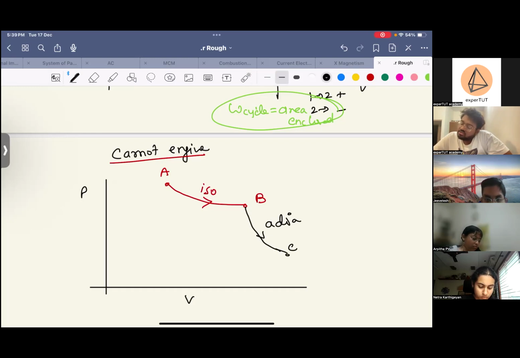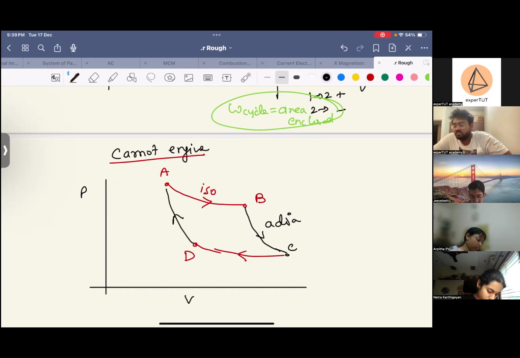The next is isothermal contraction to point D, and the next is adiabatic contraction again back to A. So the two reds are isothermal and the two blacks are adiabatic.